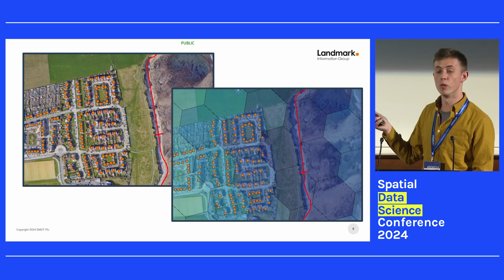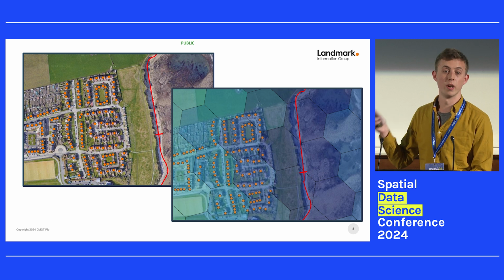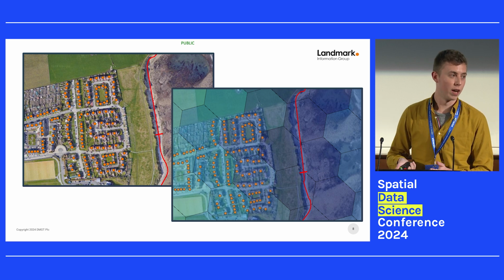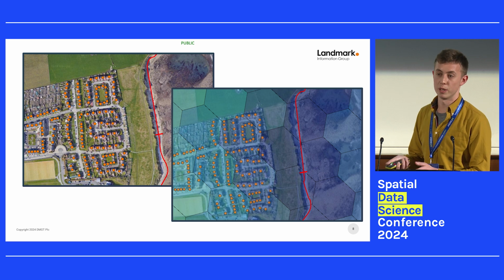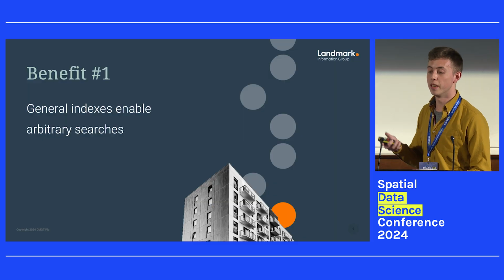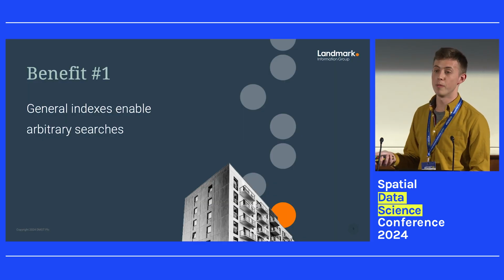On the right, you can see all of those properties have been assigned to an H3 cell, and each of those H3 cells knows roughly how far away it is from the coast, and roughly which piece of line string geometry it's nearest to. And this brought about a bunch of benefits. The first one is that general indexes enable arbitrary searches. So this is a really big issue for us.